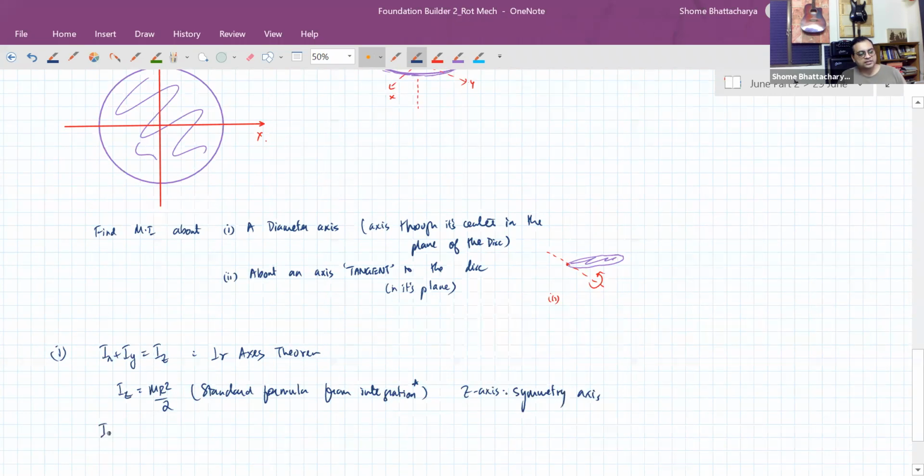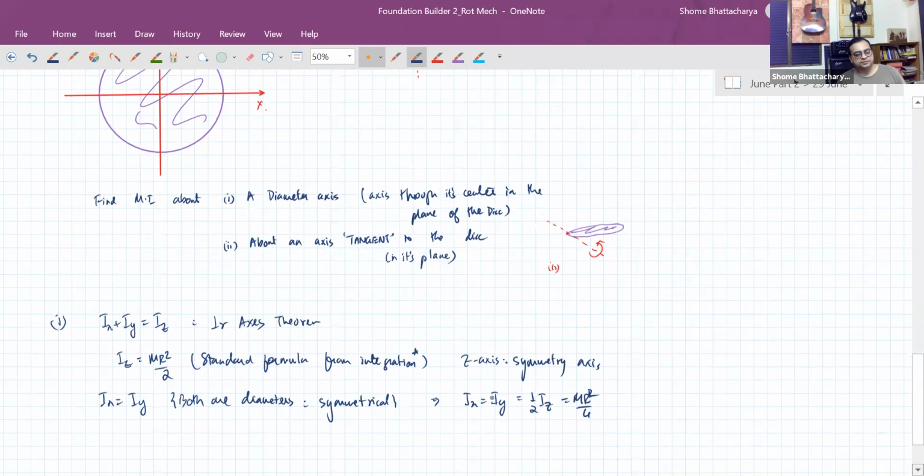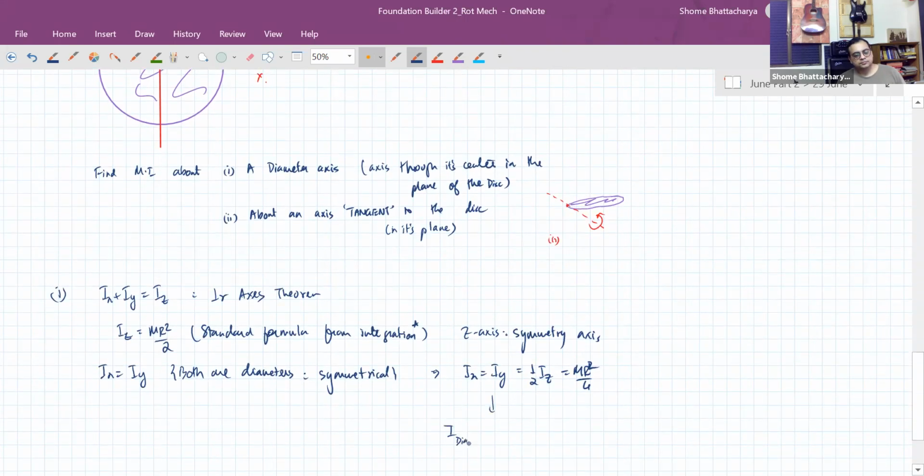now once again, Ix is equal to Iy, because both are diameters. They are symmetrical. So you can see that Ix will be equal to Iy, which will be half of Iz, which becomes mr square by 4. So for any diameter axis, the moment of inertia will be like this for a disk.